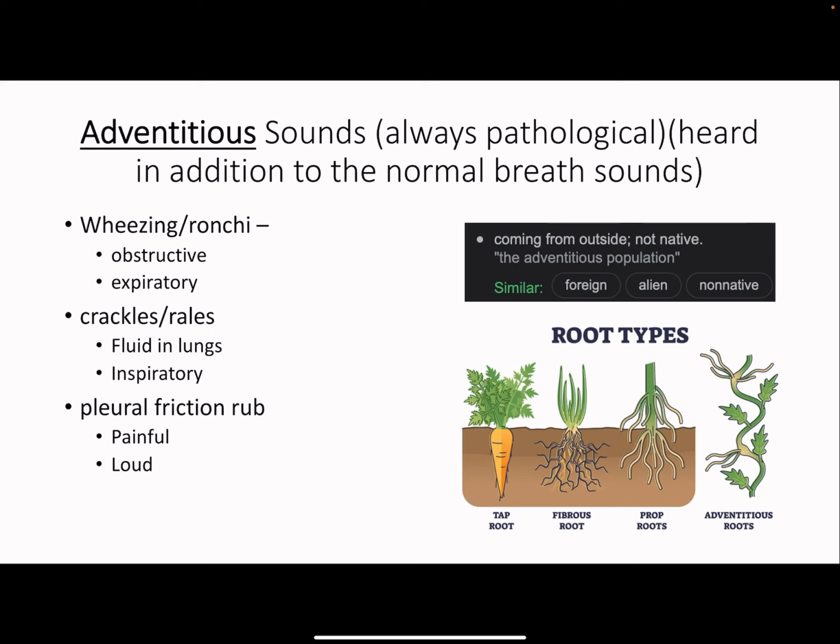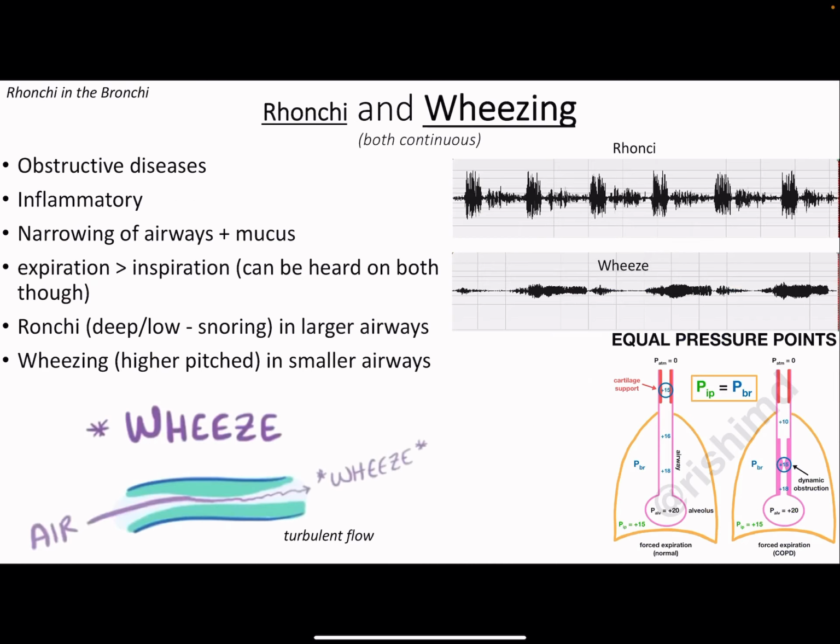So an adventitious sound is one that doesn't really belong there. That's a response to some sort of stress. So wheezing and rhonchi kind of go together. This is for obstructive disease, and it's going to be on exhalation. Crackles and rales are going to be when there's fluid in the lungs. This is mostly on inspiration. And a pleural friction rub is going to be painful, and it's going to be particularly loud.